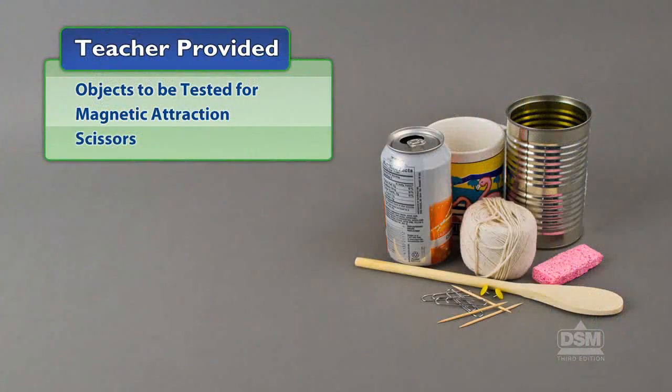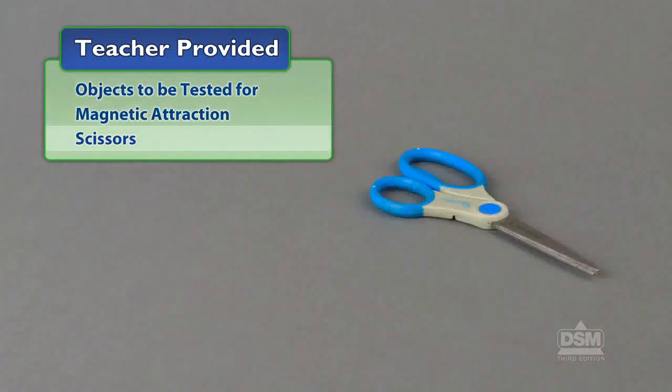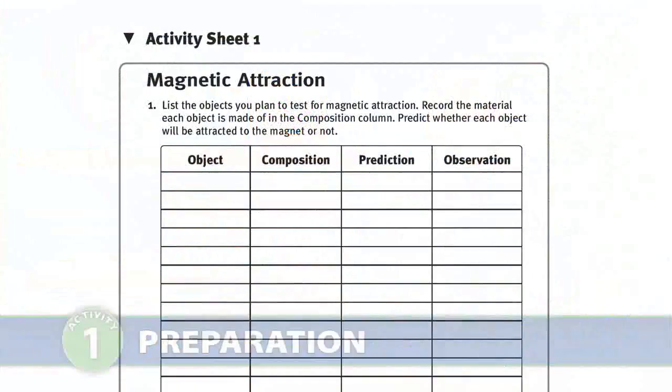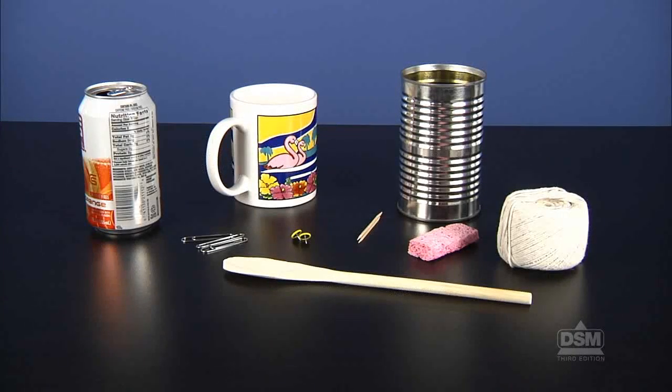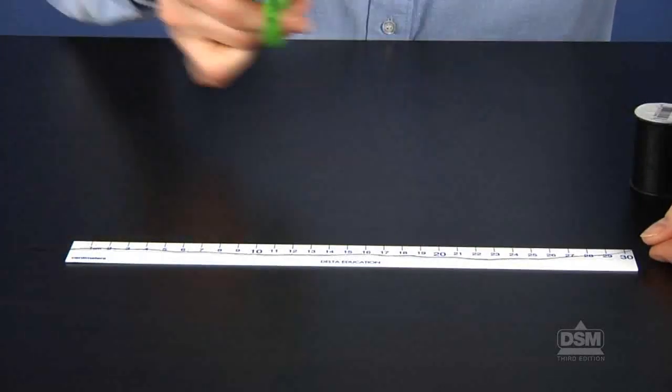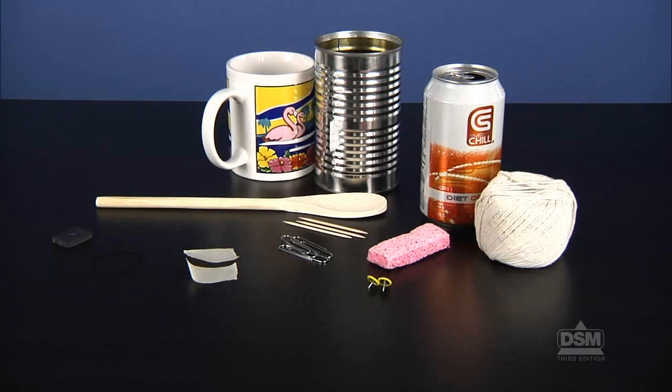You will also need to provide objects to be tested for magnetic attraction and scissors. To prepare this activity, make a copy of Activity Sheet 1 for each student. Place the objects to be tested at several workstations around the classroom and list the different objects on the board. Cut the thread into 30-centimeter long pieces. Each pair of students will need one rubberized magnet, one piece of thread, 2 small pieces of masking tape, and the objects to be tested.